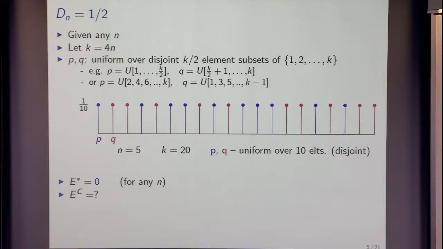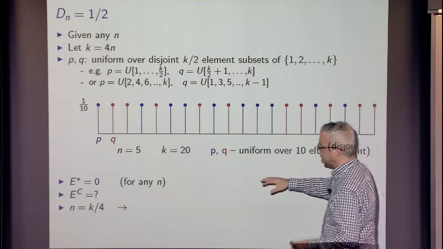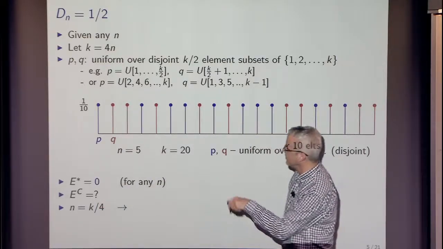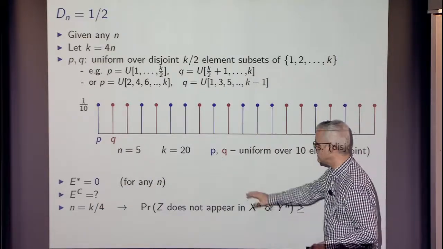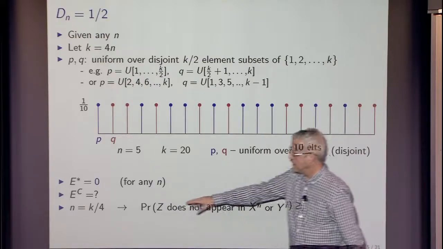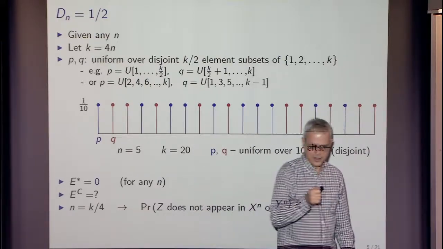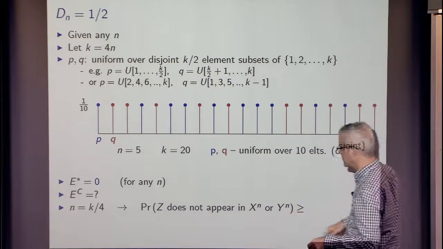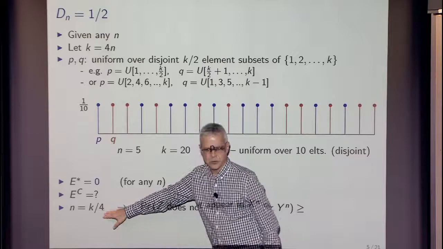On the other hand, what is E hat? If you come up with any estimator, what is the best error that you can guarantee? So notice that n is chosen to be k over 4. That implies that the number of samples that you'll see, where n is the number of training samples, and any training sample consists of a sample from P and a sample from Q, so at most you get 2n samples. So you'll see at most k over 2 samples.